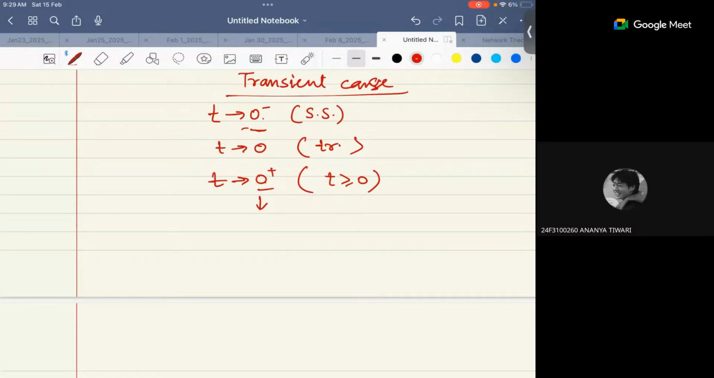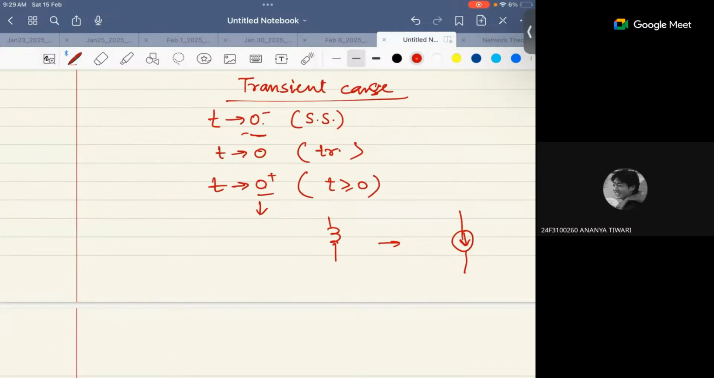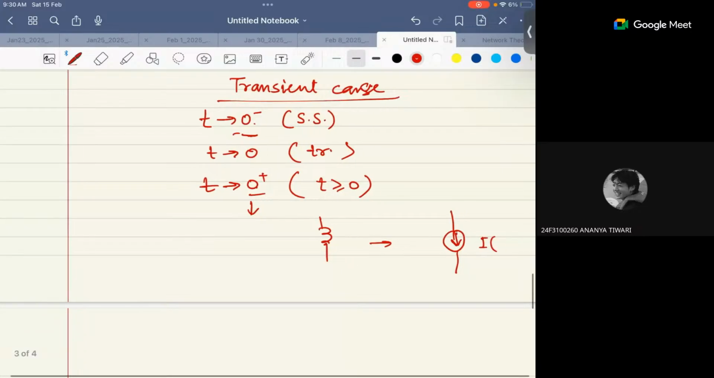So at 0 plus you can change the inductor, whatever the inductor has given, directly to a current source, and that current source value will be the initial value of the current. Maybe one question will clarify, I guess this is what you were asking, how can you change that. Yes, at t plus, just after the switching condition, you can directly change your inductor to a current source, because there was only this I current that was passing, so you can just change it into a current source.